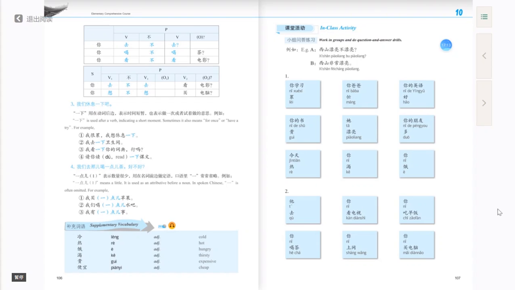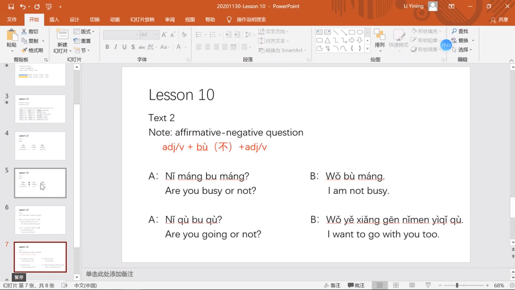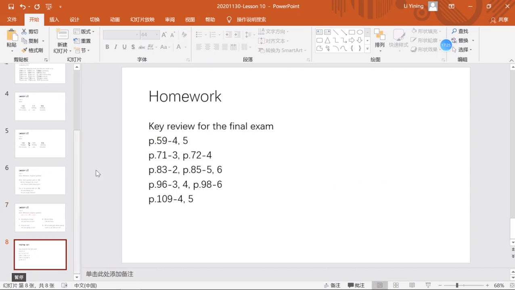Okay, so that's all for text 3, and that's all for lesson 10. And today we don't have homework to submit. We don't have homework you need to submit through the system, because this semester is ending. This semester is approaching its end. So we have just one more week of class, and then we're going to have a final exam. So from this week on, please review by yourself for the final exam.